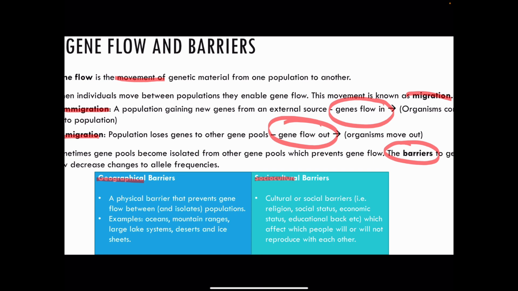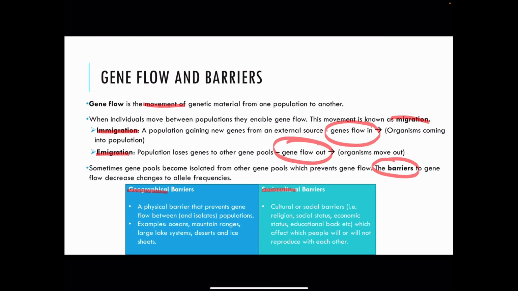Socio-cultural barriers, okay, aren't physical barriers, but we're talking about religion, social status, economic status, and educational background, okay? So people are choosing who they want to reproduce with depending upon these socio-cultural factors here.